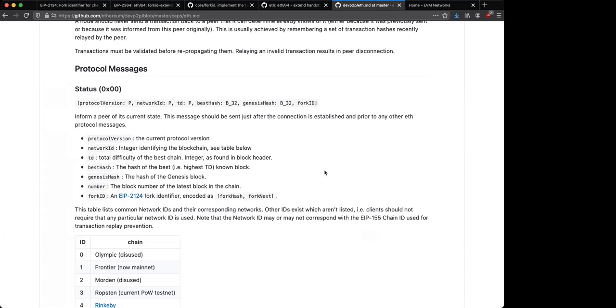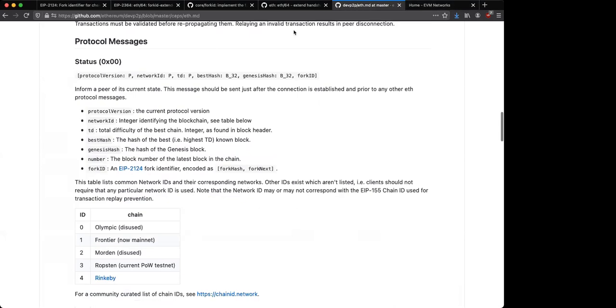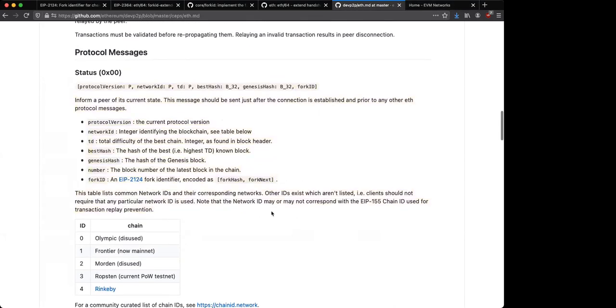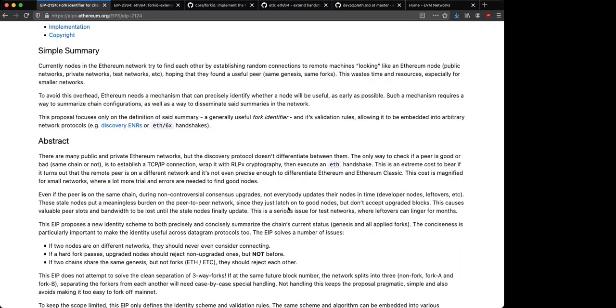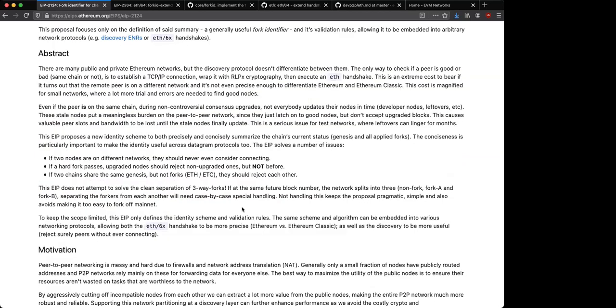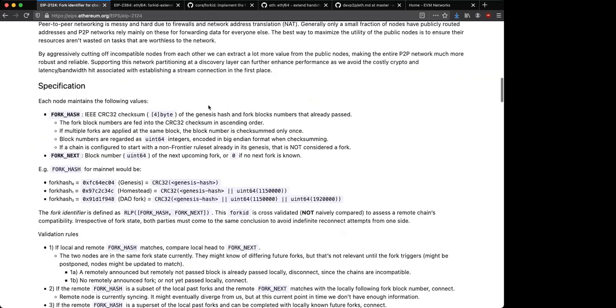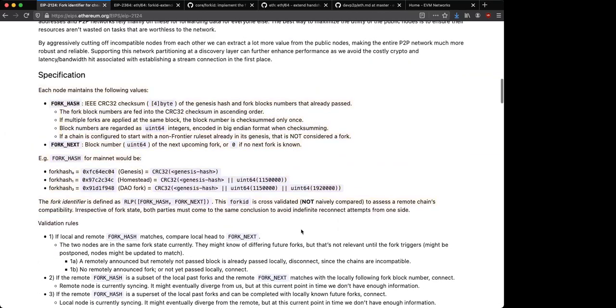Okay, and that's automatic, I'm assuming? Yeah, it's automatic. This is the purpose of the fork ID, that this is automatic. Yeah, I can show you in the code if you want. Oh no, it's okay. I'm just trying to verify the full flow. So what's the negative impact if you had two nodes connect that were incompatible?